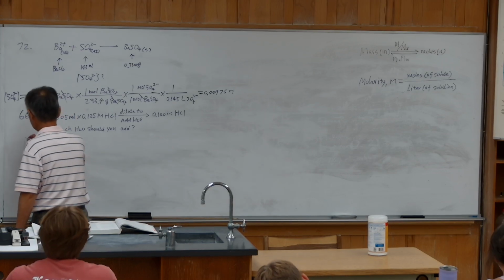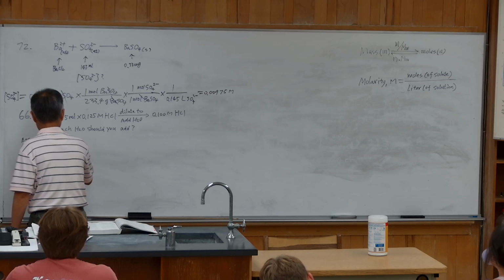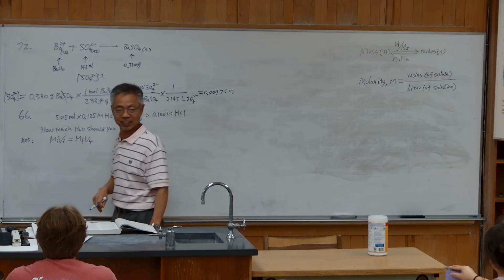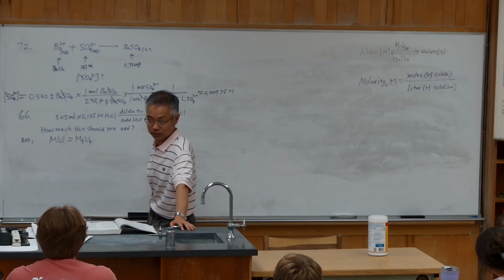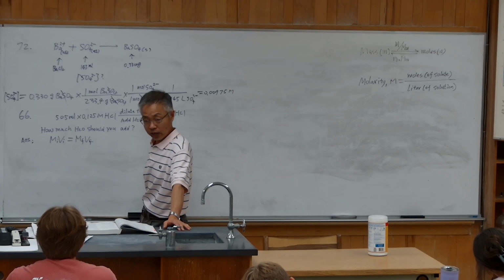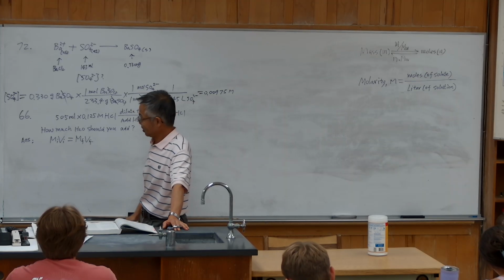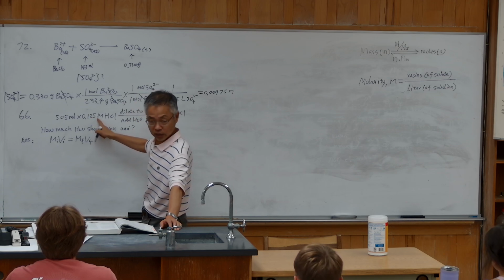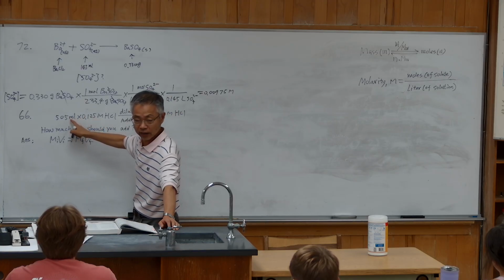Everybody knows the dilution problem-solving equation, right? MiVi equals MfVf. This is the equation you need to use. Everybody, you need to remember this equation for dilution problems. Then identify which one is Mi, Vi, Vf, or Mf. What do these two mean? This is the initial concentration, Mi, and this is the initial volume, Vi.